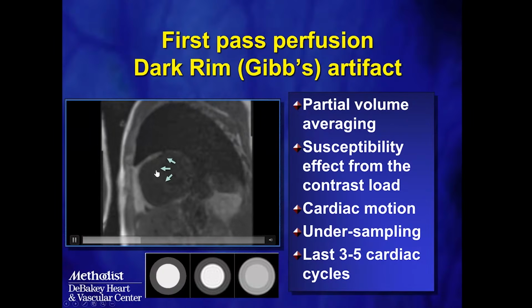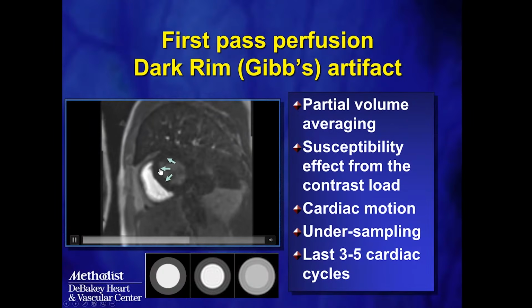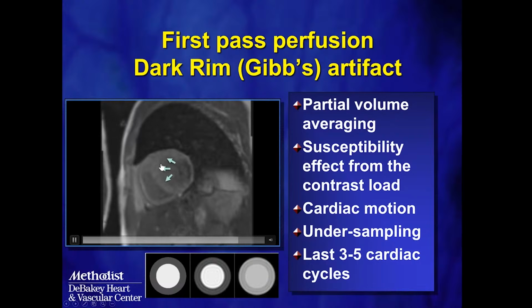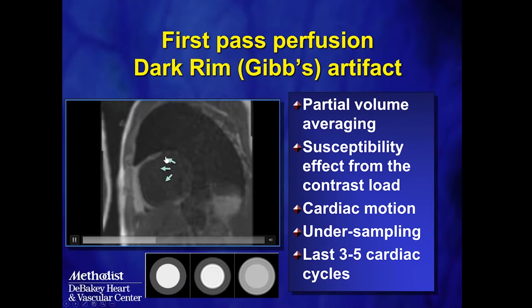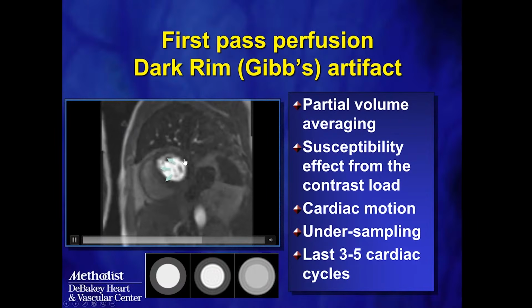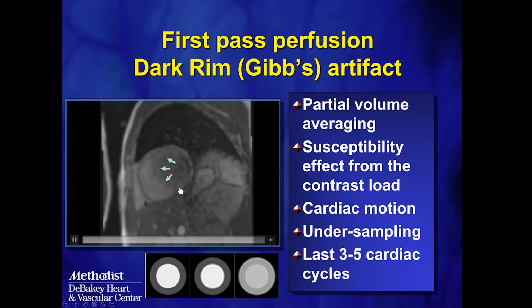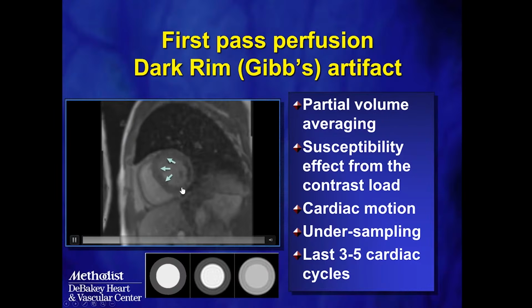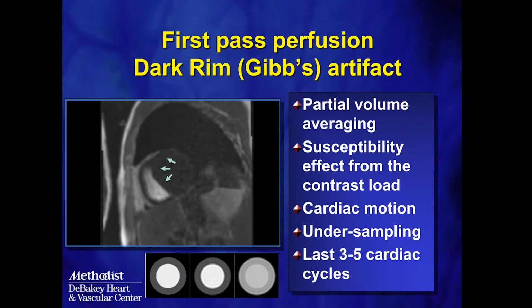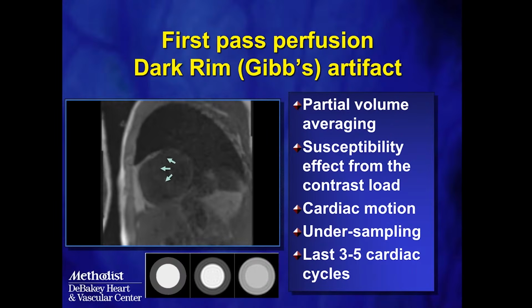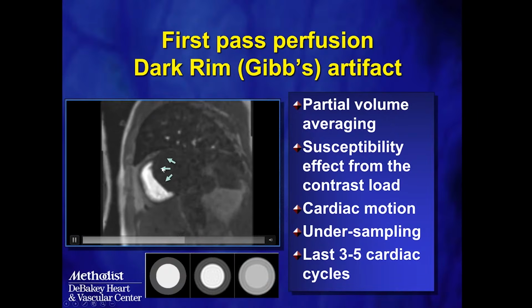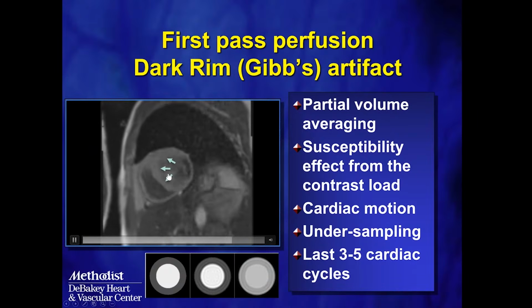And one of the theories behind that is sometimes you'll have a partial volume averaging between these two adjacent pixel intensities. The contrast load can also introduce some susceptibility effect, causing this signal loss. The cardiac motion has also been proposed. And typically, when we undersample k-space lines during our acquisition, it can also lead to this, especially at the first pass perfusion.